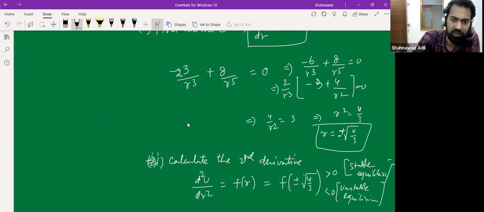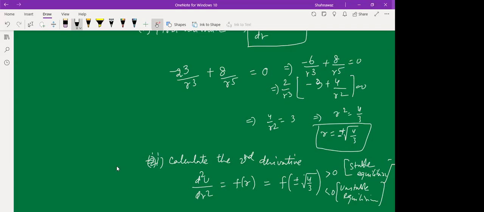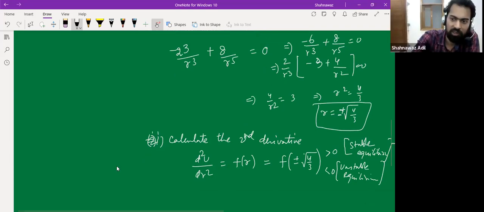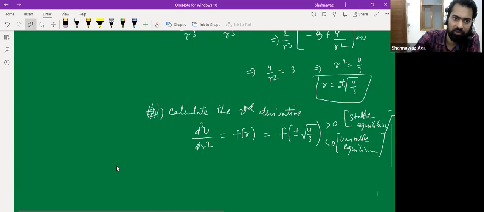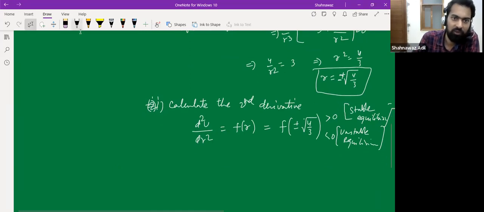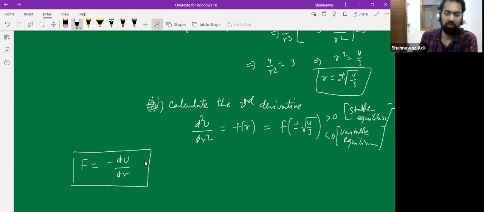Okay. Now one more thing that we have to know before I go further, that force and potential energy are related, right? So if you have a conservative force, this is related by F equals minus dU by dr. So whenever you have some potential energy given, you can calculate the force from it, right?